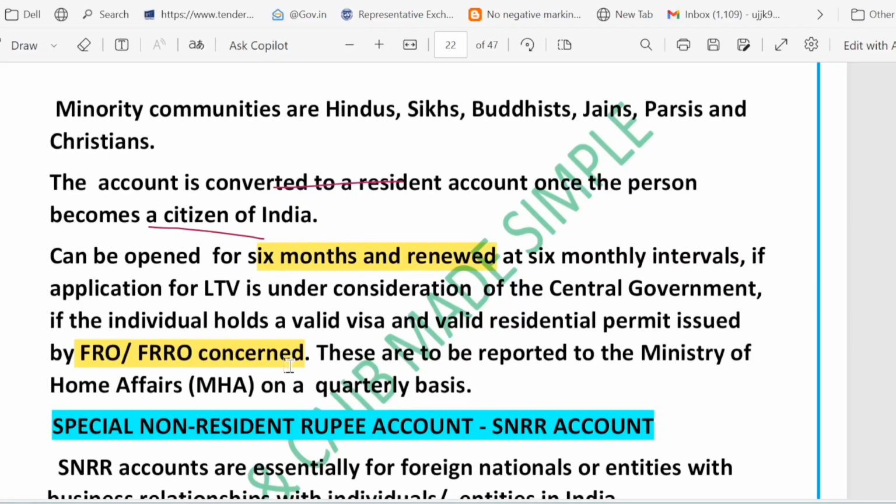And banks don't keep this quiet, right? The authorized bank must report the details of such an account to the Ministry of Home Affairs. So this account must be reported to the MHA every quarter. That report includes name, passport, arrival date, visa, LTV reference, and the FRO name and branch details, so that the Home Ministry can track these special cases.